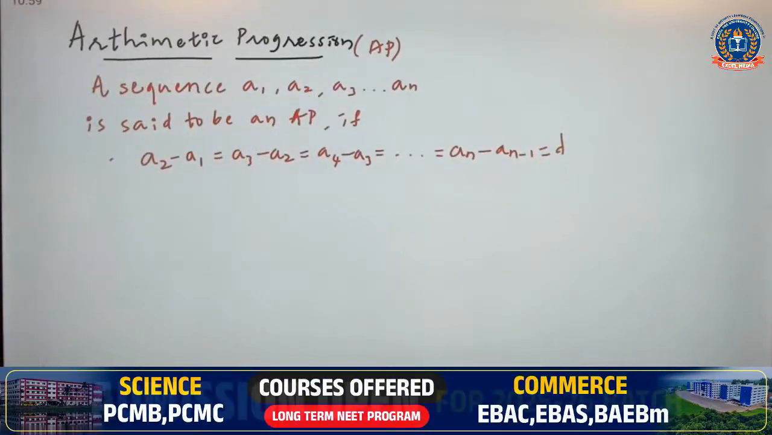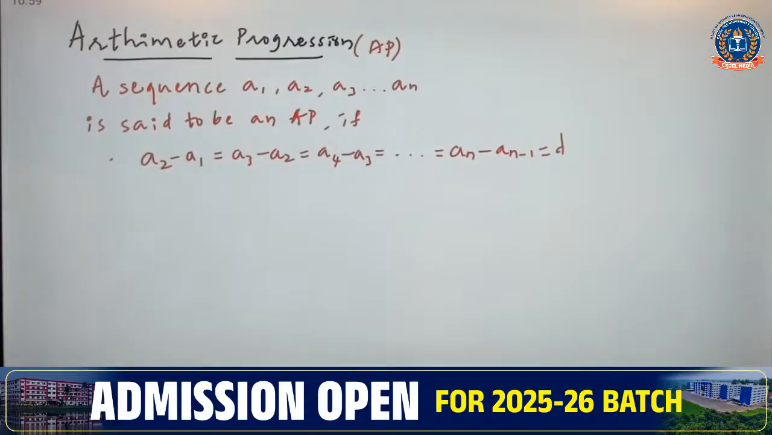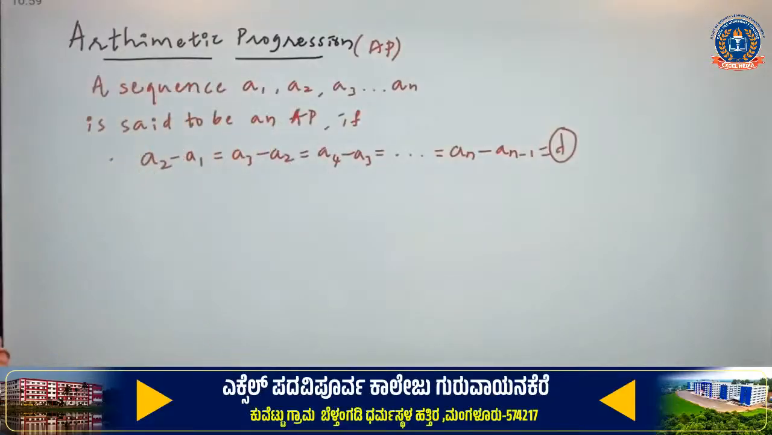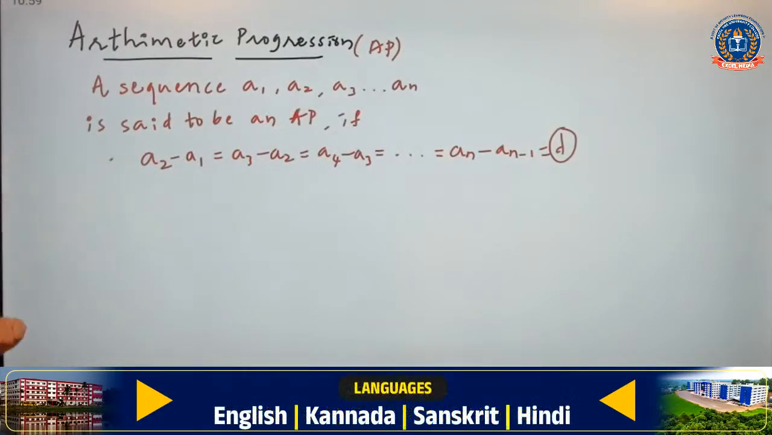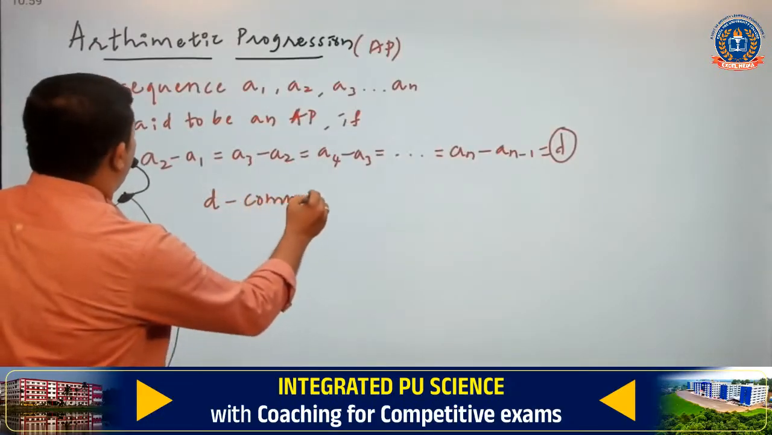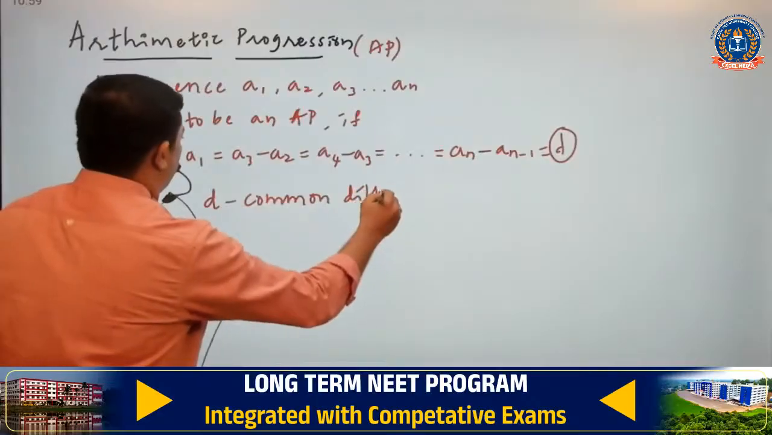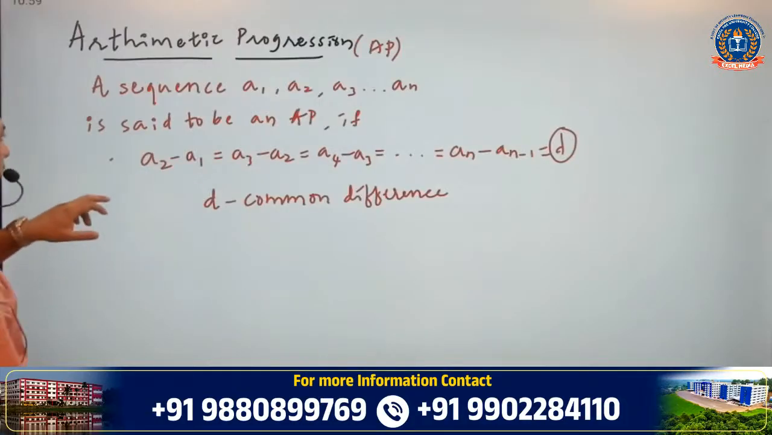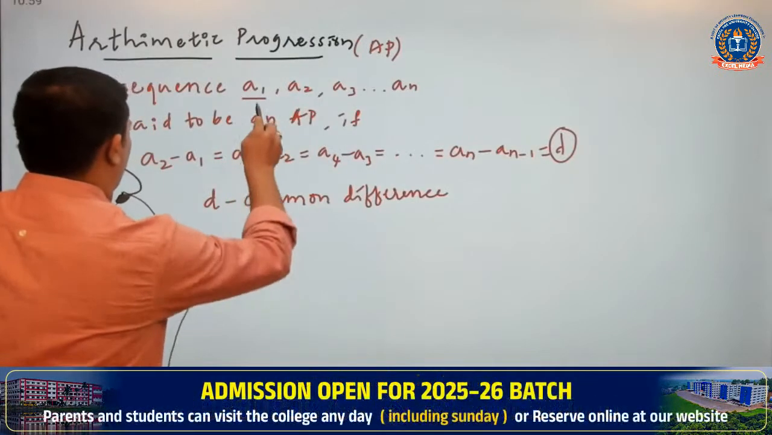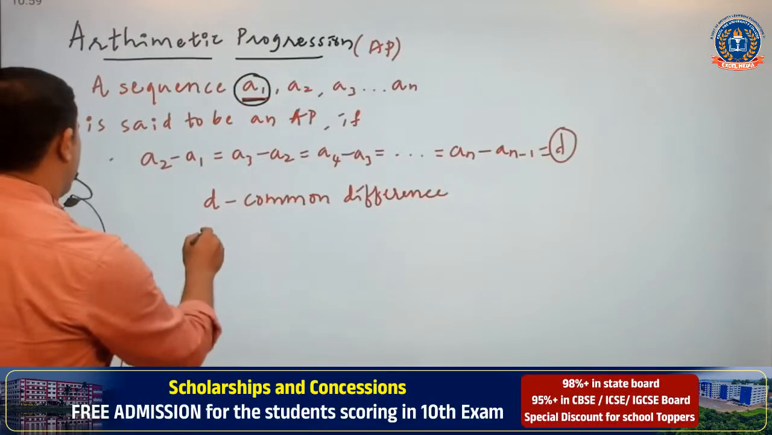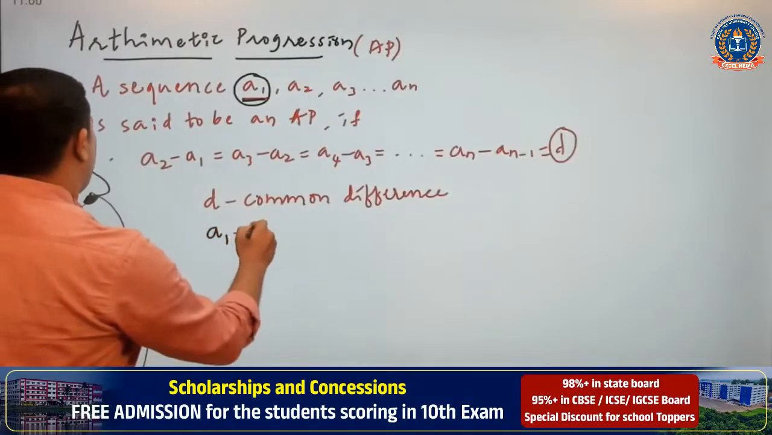Means when you take the common difference between two consecutive terms, if it is equal to a particular number which we call D, then the sequence we call an arithmetic sequence or arithmetic progression. So here D is the common difference. Right, D is called the common difference, and in the sequence, this term which I highlighted, A1, is called the first term.